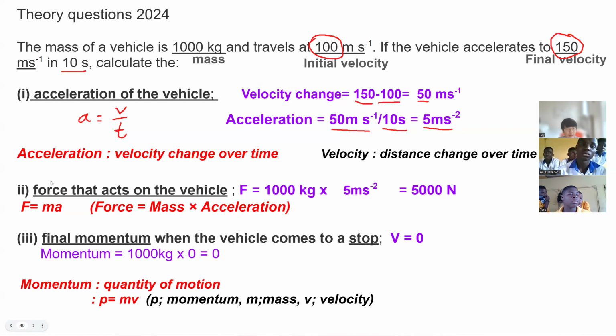In the second question, it asks us to calculate the force that acts on the vehicle. So remember the equation, F equals ma. To find the force, we just need to know mass and acceleration. We're given mass is 1,000 kilograms. So it's 1,000 times the acceleration, which we found here, 5 meters per second squared. If you multiply 1,000 times 5 it equals 5,000. And the unit is Newton, or it's kilograms times meters per second squared. That is the unit for Newton.